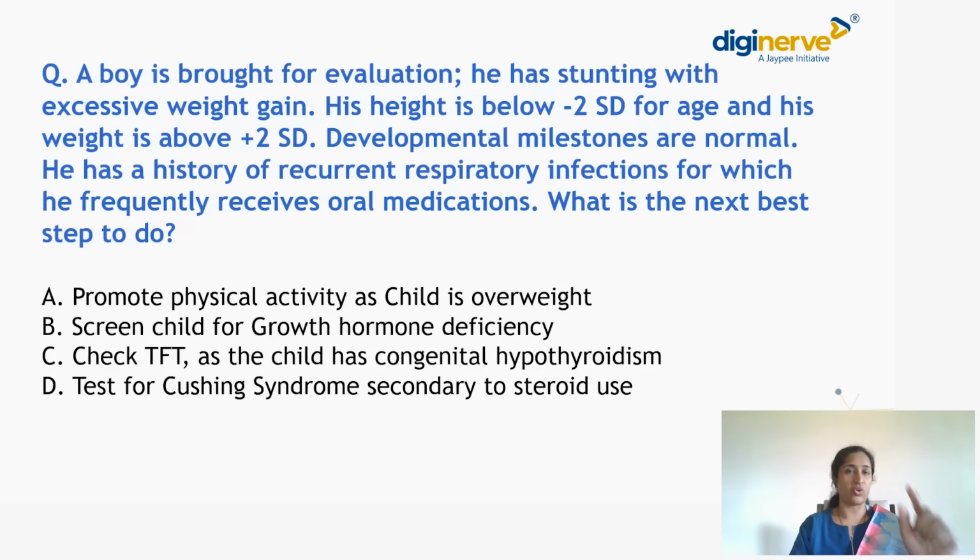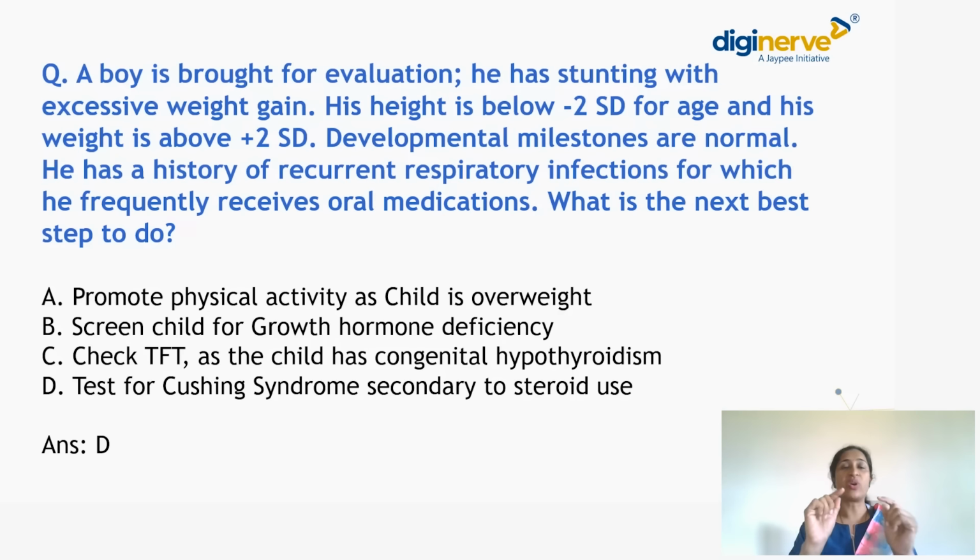So, of all the options, option D, testing for Cushing syndrome secondary to steroid use, will be the best option to do next. After we stop his recurrent steroids and manage his respiratory tract infections correctly, then we can go ahead and promote physical activity and take care of the overweight nature of the child, reduce his diet, etc.